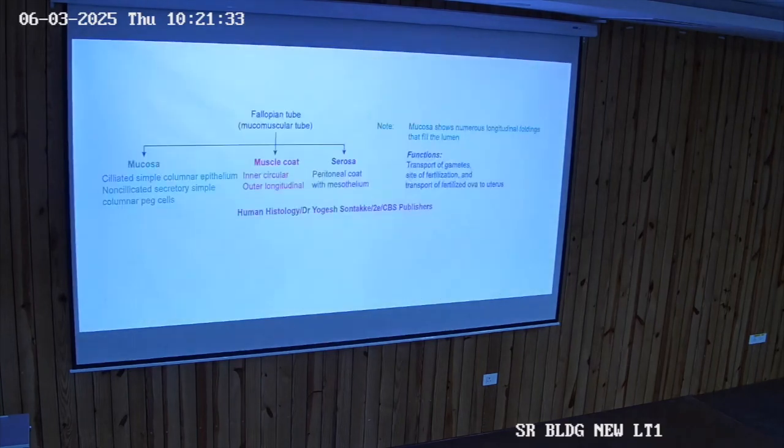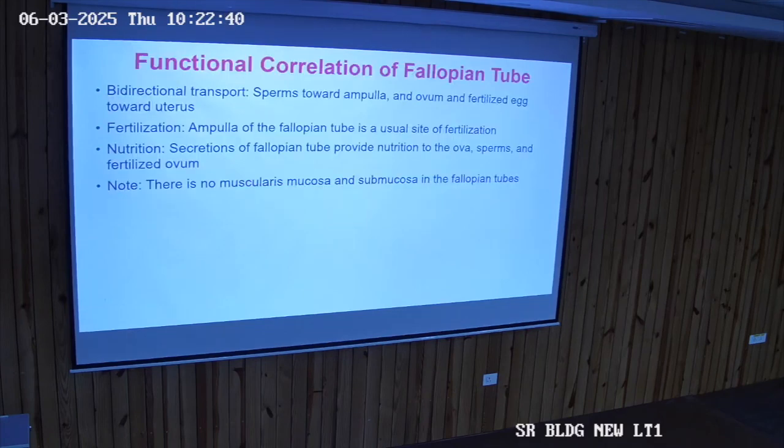So this is the summary of the fallopian tube. It is a mucomuscular tube with a mucosa, muscle coat and the serosa. Mucosa contains the ciliated and non-ciliated epithelium. The non-ciliated epithelium is called the PEG cells. Muscle layer is inner circular, outer longitudinal. Serosa is the peritoneal coat with the mesothelium. What is mesothelium? Peritoneal lining is called mesothelium. Right. So it is also squamous epithelium.